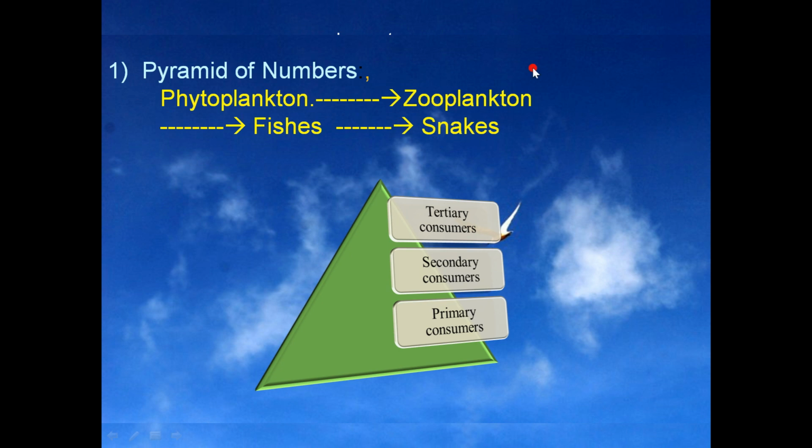So this chain is observed, and that pyramid can be represented in this way, which is called a pyramid of numbers. Now actually the pyramid of numbers does not give the true picture of the food chain, as it is not very functional, and it does not indicate the relative effect of the size of the organisms.